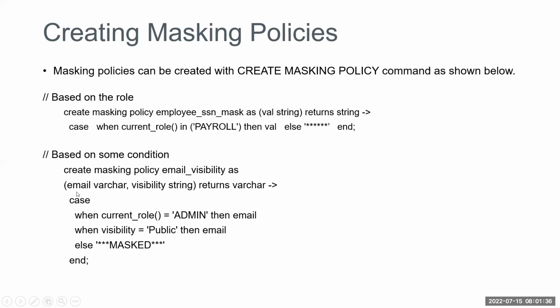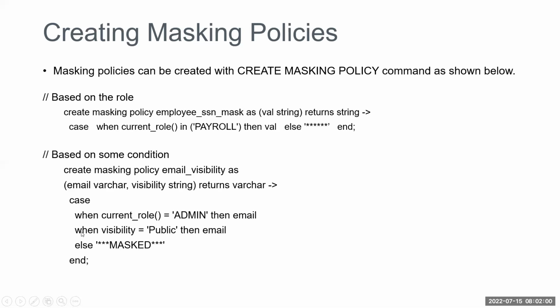Because my first input argument is varchar, that's why I'm returning varchar. Now how to define the body for this? How to define the masking policy for this? Suppose case when current role is admin. When the current role is admin, then email, whatever we are passing here, you display that email as it is.